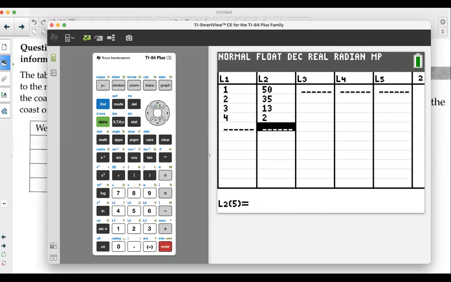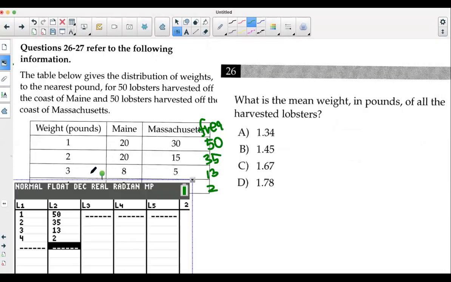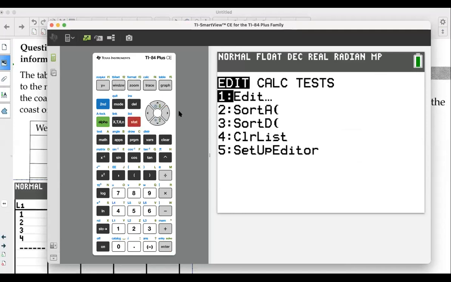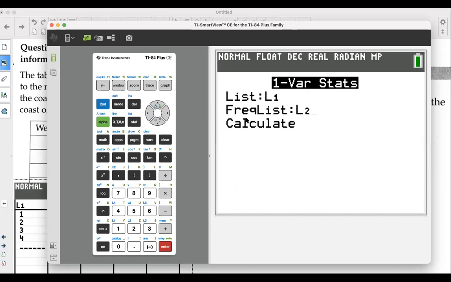And then once you guys come up to this point, I need you guys to calculate. How do you calculate this one? Go to stat and calc. We're not going to go for two var stat. We're going to stay in one var stat. The reason is frequency is simply how many of the first variable that we have. So I'm just going to stay in the one var stat. List is L1, the frequency is L2. In our case, this was the case.